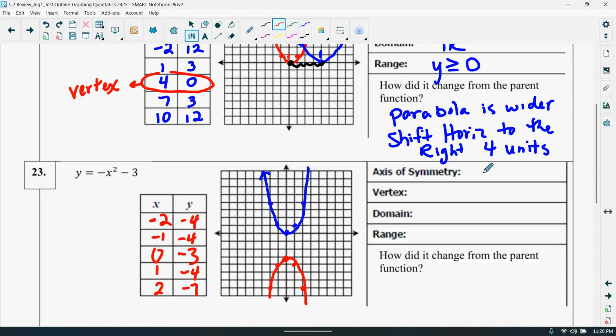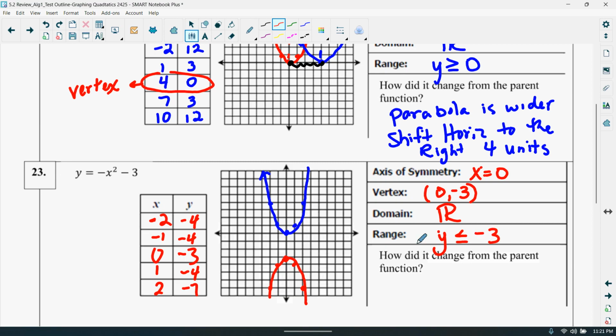So our axis of symmetry is x equals 0. Our vertex is (0, -3). The domain is all real numbers. The range is now y is less than or equal to -3.